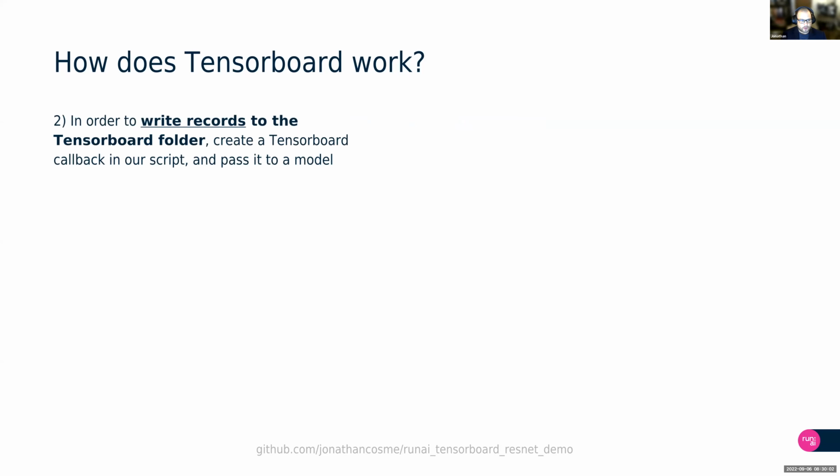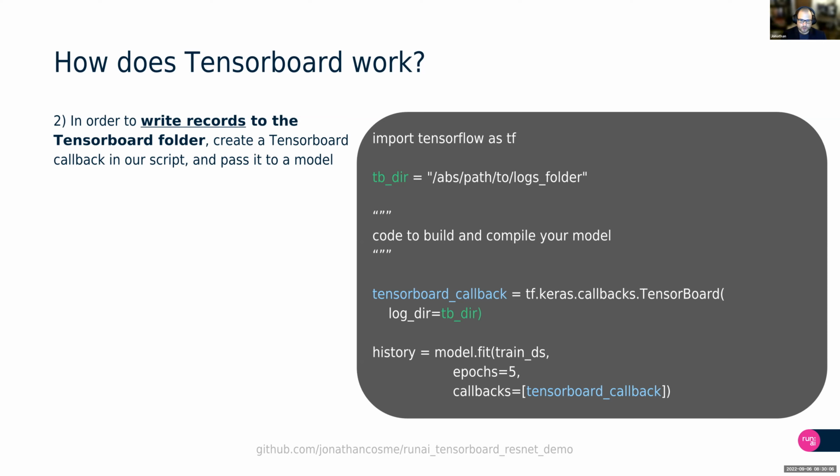And then in order to write records to the Tensorboard folder, we have to create a Tensorboard callback in our script and pass it to the model. So here, this is our folder path, our logs directory path. And then we create the Tensorboard callback object and specify our Tensorboard path. And then we just stick it in our model as a callback, and then we fit.